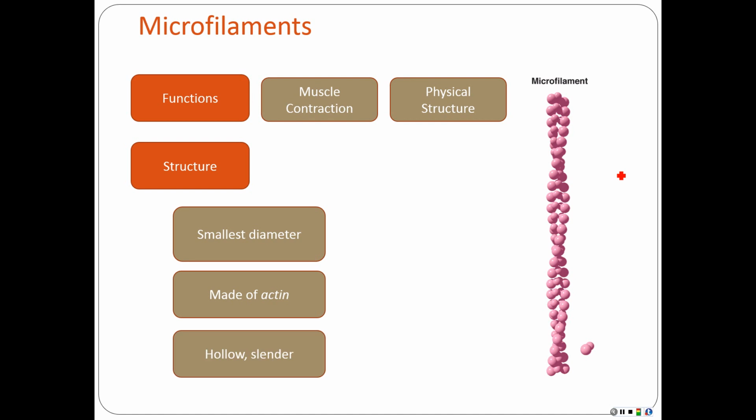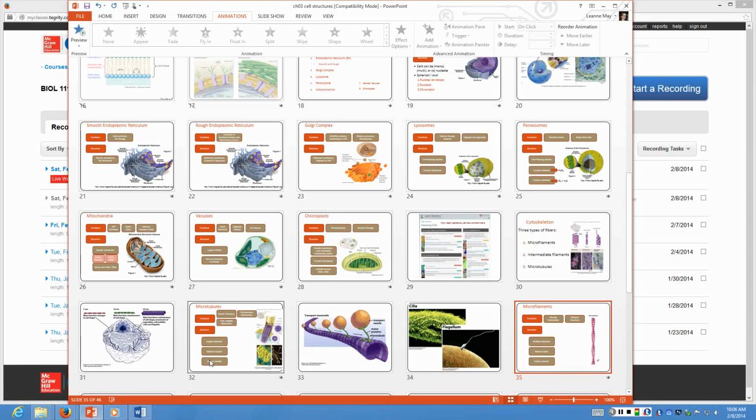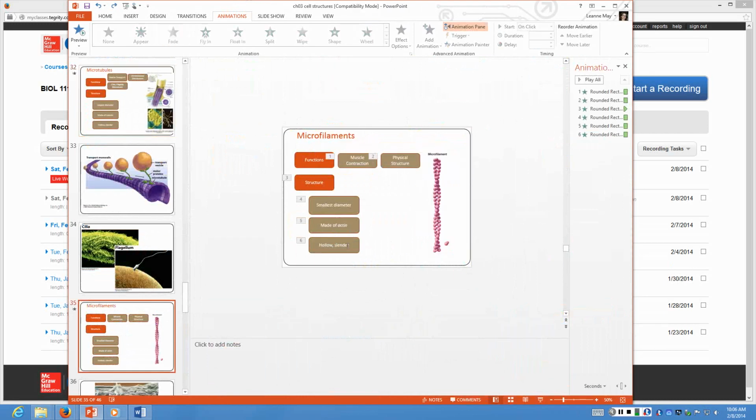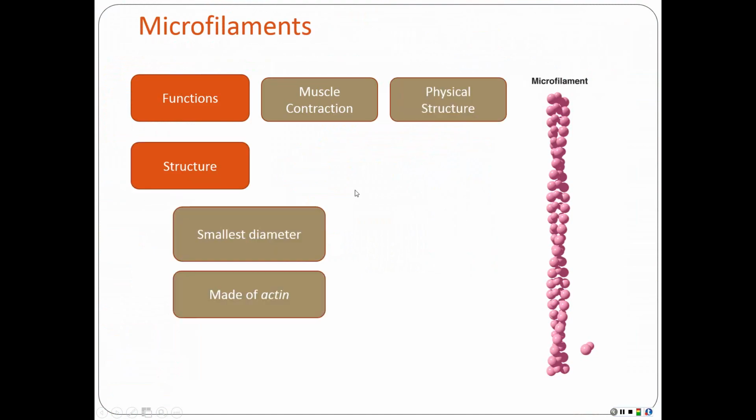Oh, and I need to remove this little box right here. They are not hollow nor slender. I forgot to remove that. Fix this really quick. Thank you for your patience. Okay, so our microfilaments, their smallest diameter, they're made of actin, and they are thin, and they form, as you can kind of look over here, just straight chains basically, or a filament with one another.